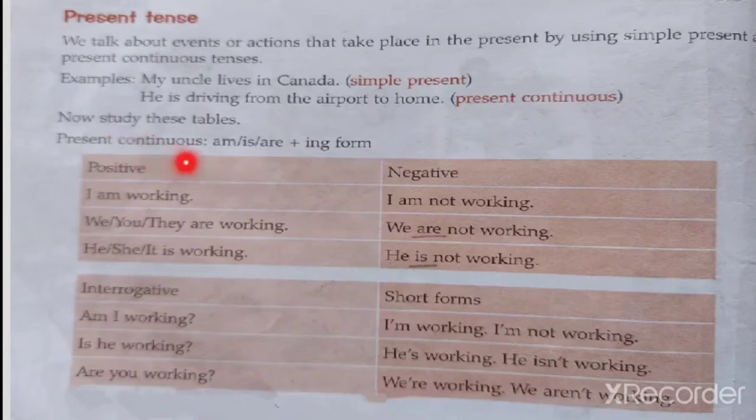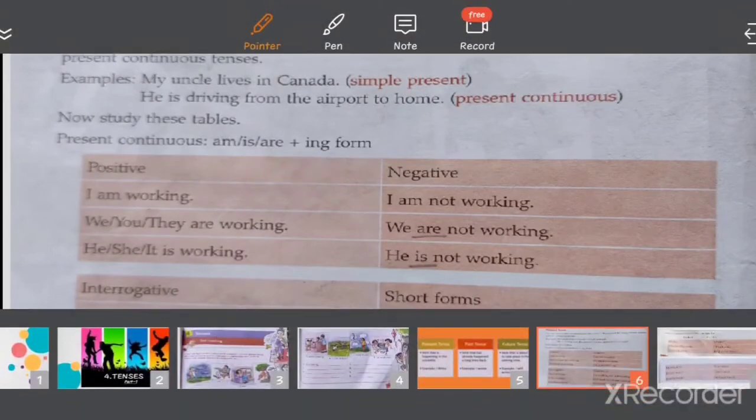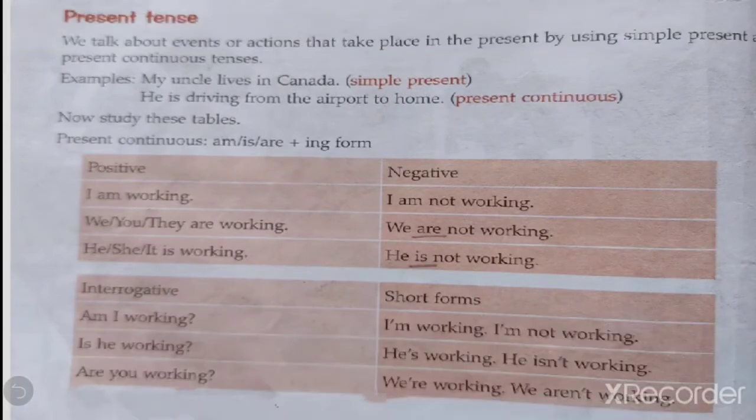Now study this table. Present continuous. What do we have to use in present continuous? Am, is, are plus ing form. Now as we know, in continuous form we always have to use the ing form of the main verb. Now in a positive sentence, I am working. Now I is a subject. That's why with I we have to use am working. And work is the main verb, so with the verb we have to put ing.